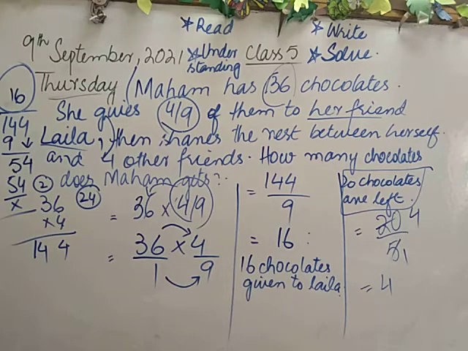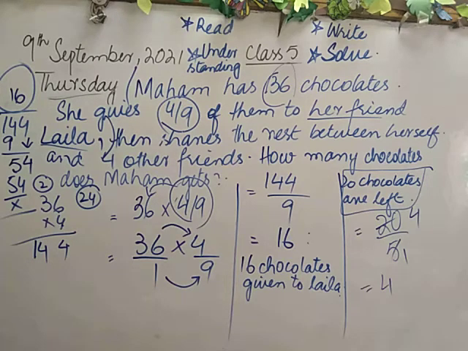Class, is it clear? Now I am going to revise. You have to listen. Statement is Maham has 36 chocolates. Maham के पास 36 chocolates थी. She gives 4/9 part of them to her best friend Laila. उसमें से उसने 4/9 part chocolates का माहम अपनी फ्रेंड लैला को दे दिया. Then shared the rest between herself and 4 other friends.